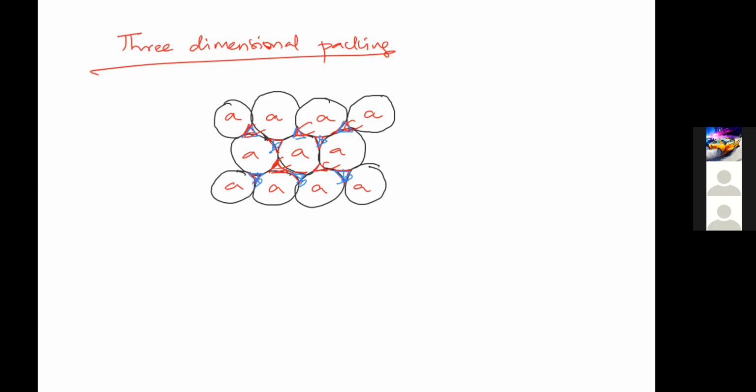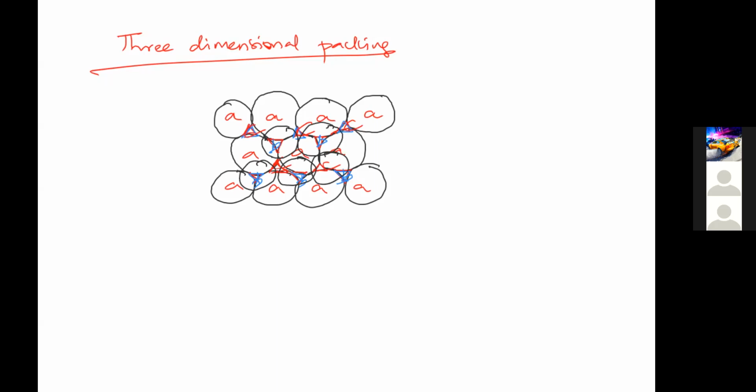So what will happen here? You will try to place a sphere like this, again a sphere like this, and a sphere like this on top of it. Wherever the space is now, they're trying to fill it with some more spheres. Again, for this to happen, there are two more ways.